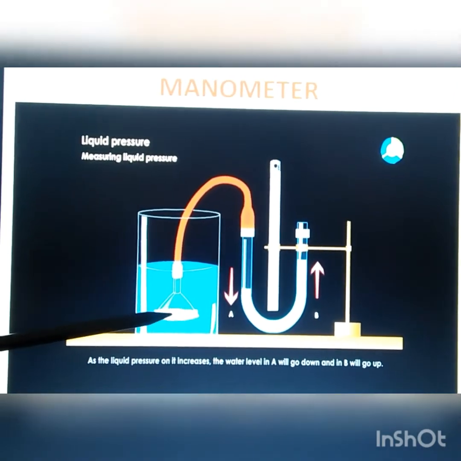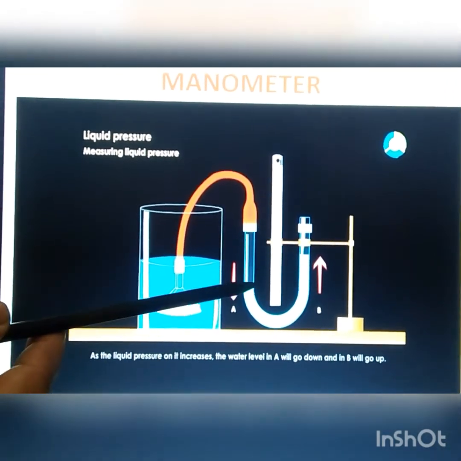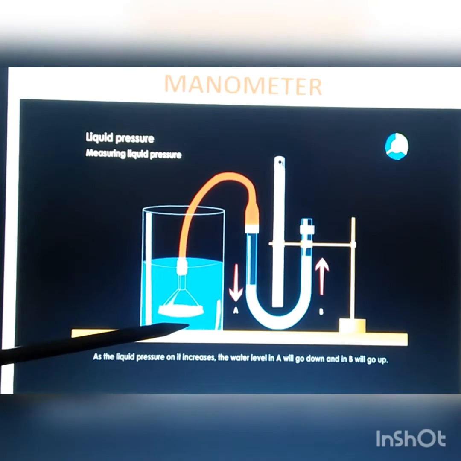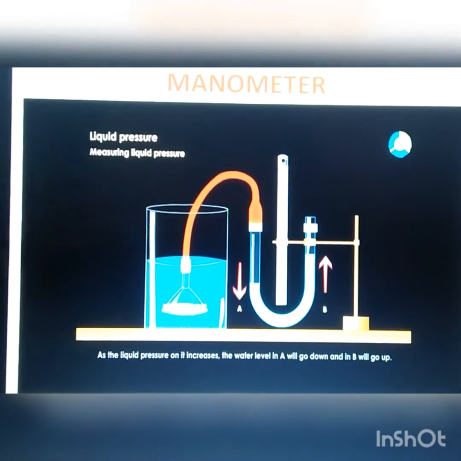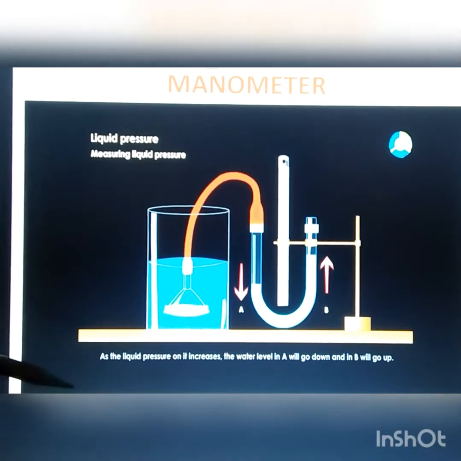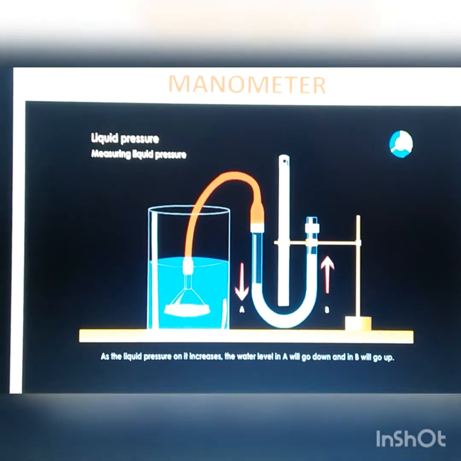Right? If you put the funnel here, the pressure will be less. If you put the funnel at the bottom of the beaker, the pressure will be more. The difference will be more. So this manometer is an instrument used to measure the pressure of a liquid.